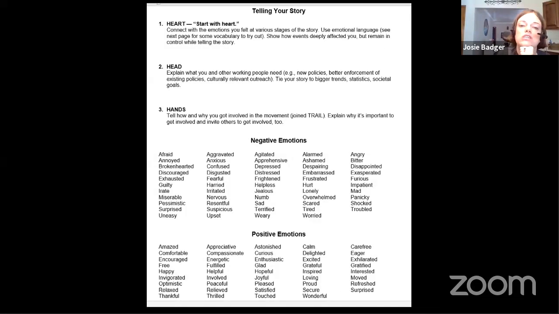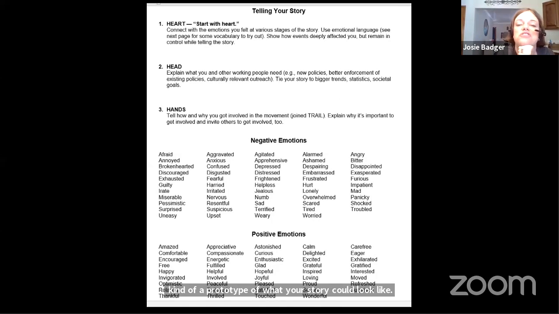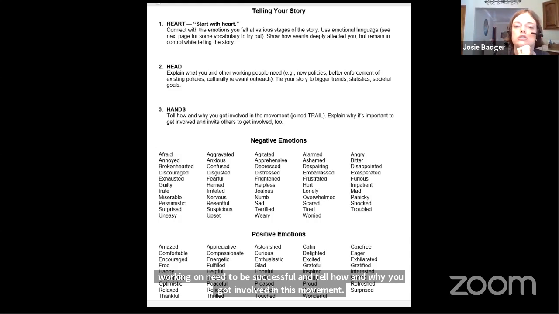Then the other sheet is telling your story. Heart, what are you feeling? Your emotions. Your head, explain what you and others need to be successful. And then hands, tell how and why you got involved in this movement. So why does the Family Care Act matter? What got you to speak up?